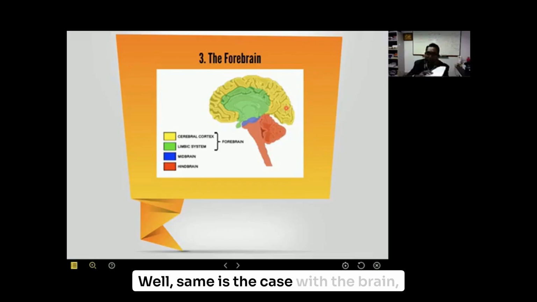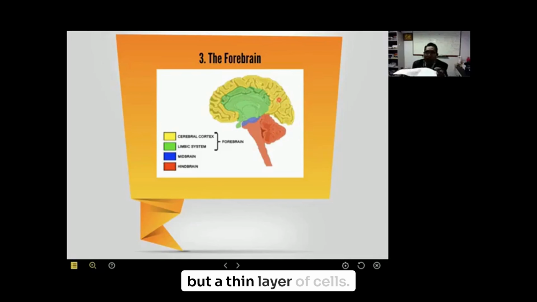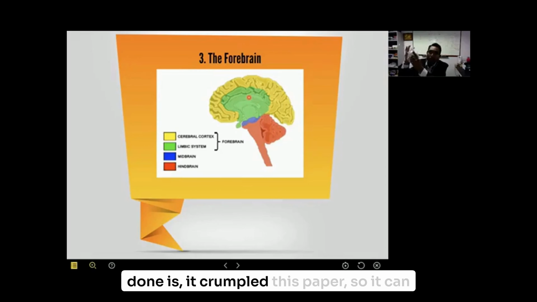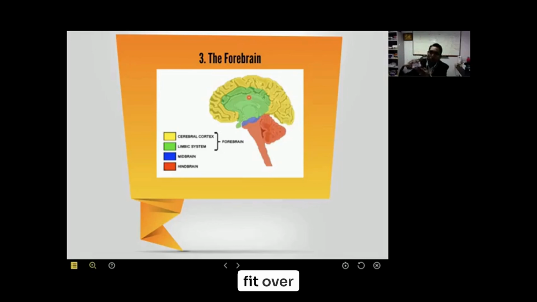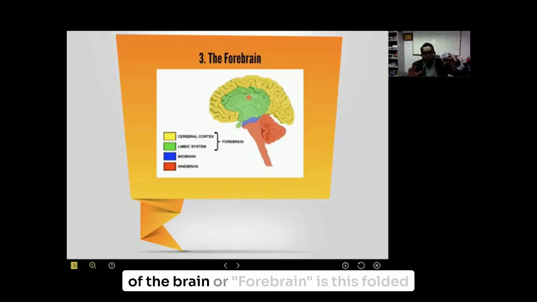Well, same is the case with the brain, especially this outermost layer, which is nothing but a thin layer of cells. This cerebral cortex is so thin and it's so large. Everything else under it, which are nothing but the subcortical structures, is small in comparison to the size of the cerebral cortex. So what nature has done is it crumpled this paper so it can fit over these small subcortical structures. So most of the brain or forebrain is this folded paper on itself, which is nothing but cerebral cortex. After folding, whatever structure you get, it's called cerebrum.